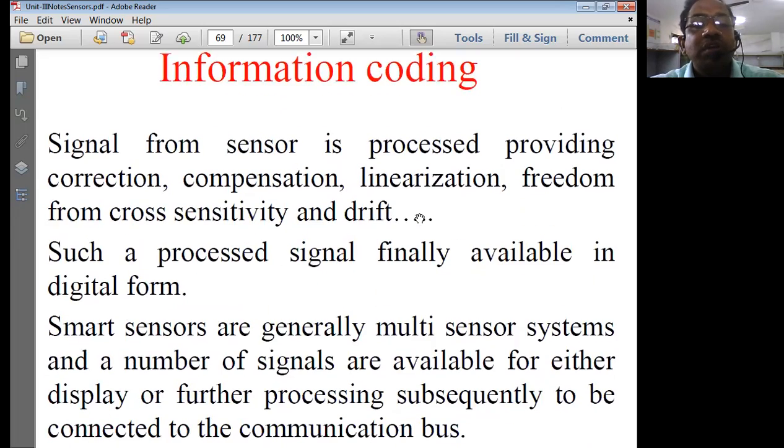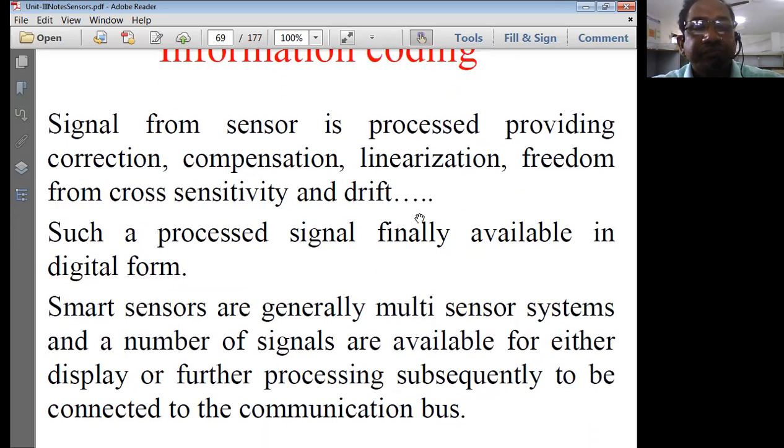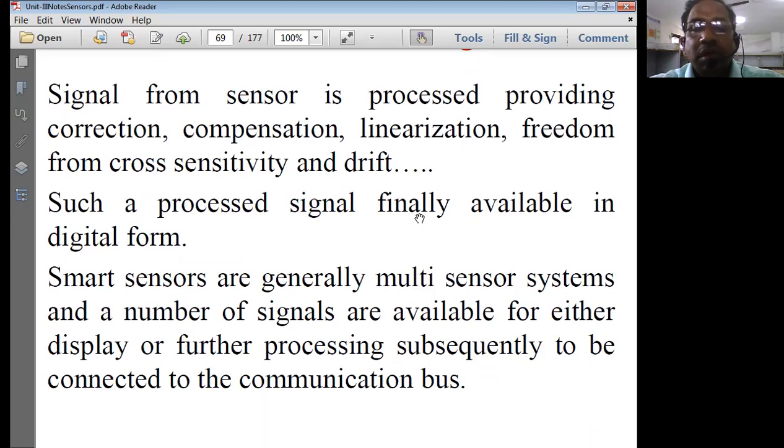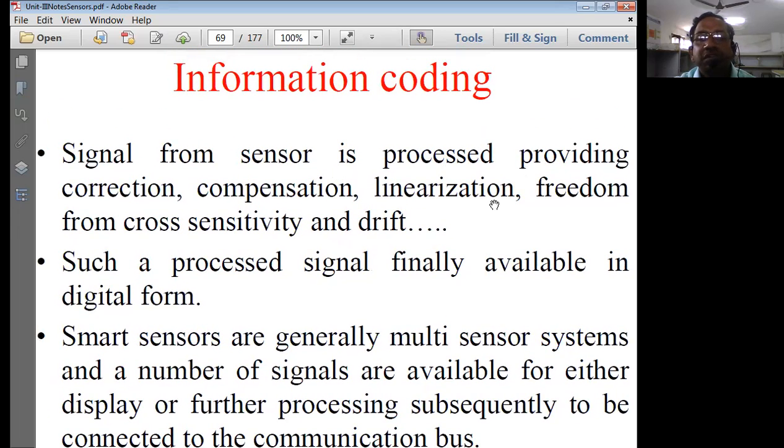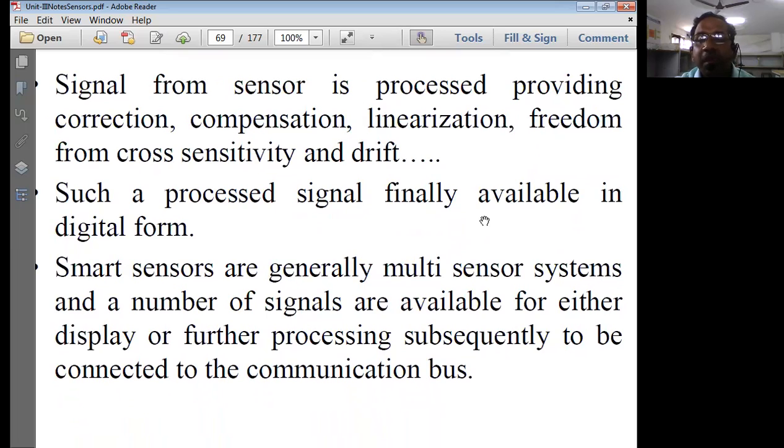The next one is information coding. What is information coding? Information coding is necessary for transmitting the signal effectively. The signal from the sensor is processed, providing correction, compensation, linearization, and freedom from cross sensitivity, drift, etc., as we just discussed. That means the signal after processing is now perfectly ready to be transmitted. Such a processed signal is finally available in digital form.